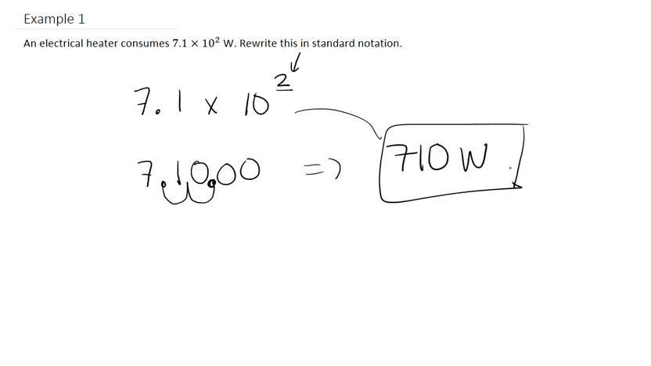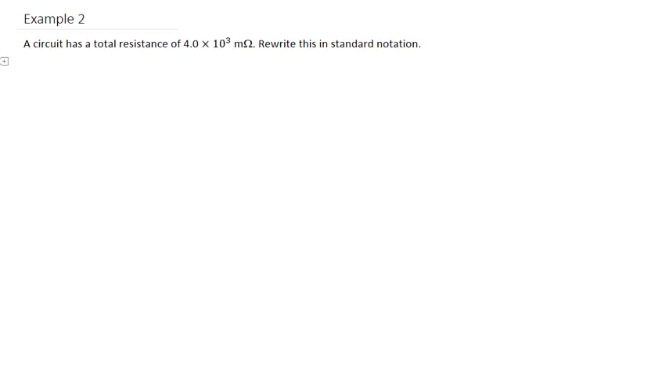So now let's look at another example. Example 2. A circuit has total resistance of 4.0 times 10 to the third milliohms. Rewrite this in standard notation. So for this, we have 4.0 times 10 to the third. Now, we have an exponent that's positive, so that means we're moving the decimal to the right.